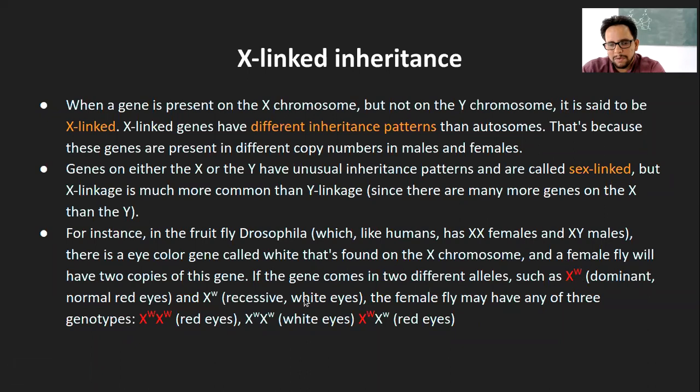So the possibility of the females having these different alleles: if both are dominant ones, this individual female will be having red eyes. If both are recessive alleles, that means both alleles they are carrying are coding for the white eyes, this female will be having white eyes. And when it is heterozygous, one with dominant and one with recessive, that is capital W and small w, then it is going to obviously express the dominant phenotype, which is capital W, that is red eyes.